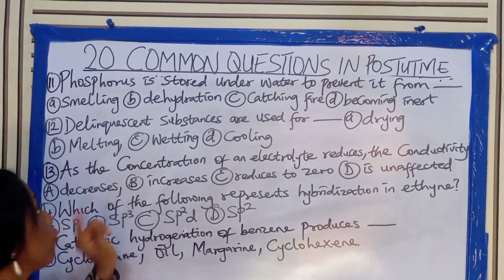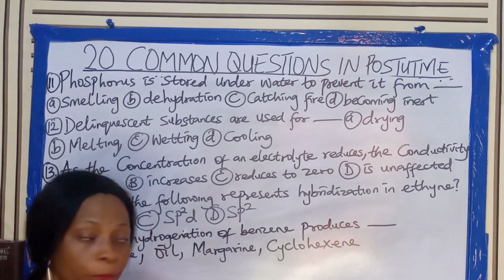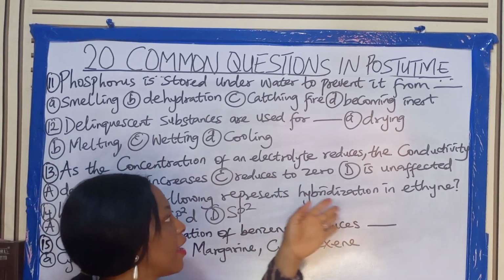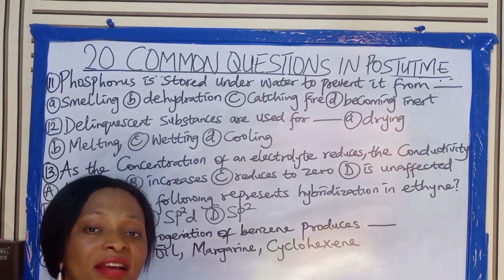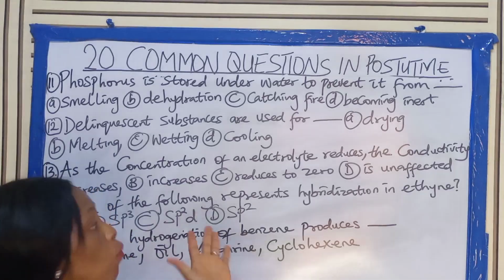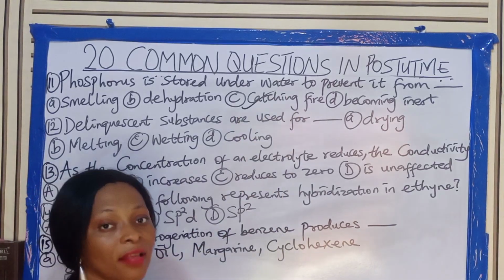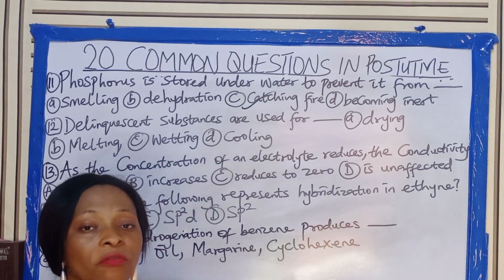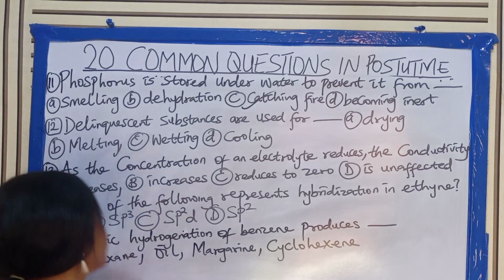Number 11, phosphorus is stored underwater to prevent it from smelling, dehydration, catching fire, becoming inert. Now we know that phosphorus is a very reactive non-metal. Hence, they keep it under water to prevent it from catching fire. Since it is very reactive, it can easily catch fire. So in order to prevent it from doing that, it is kept under water.